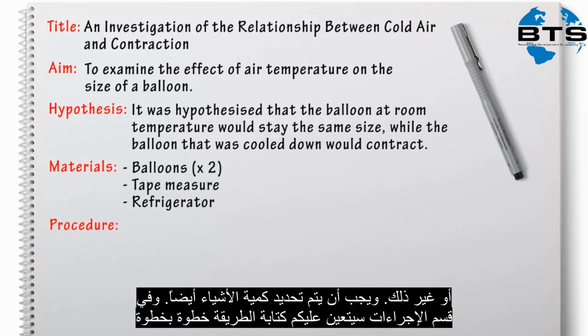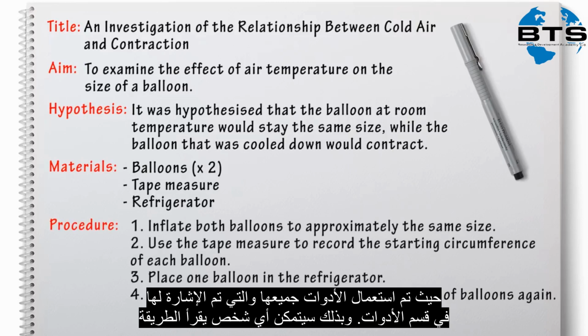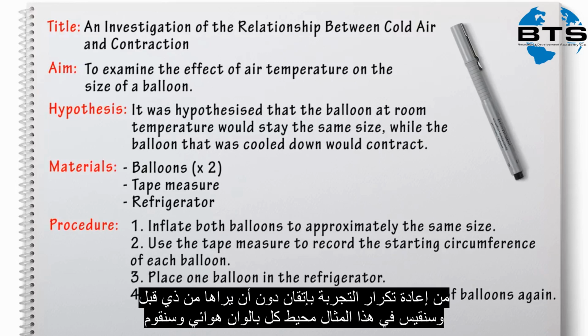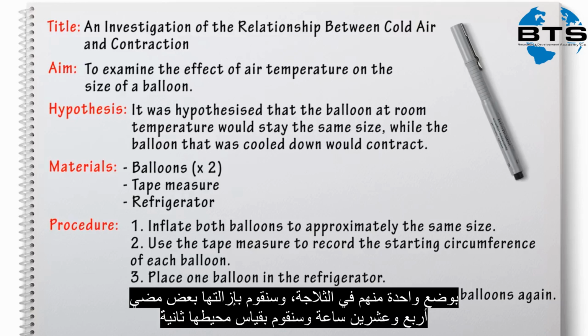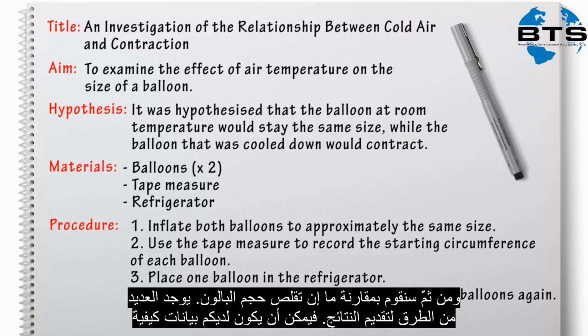In your procedure section, you basically write a step-by-step recipe that uses all of the materials that you've mentioned in the materials section so that anyone can pick up your report and replicate your experiment perfectly without having seen it before. In this example, we'll measure the circumferences of each of the balloons and we'll put one of them in the fridge. And after 24 hours, we'll take it out of the fridge, we'll measure the circumferences again, and we can compare whether the one that was in the fridge has shrunk in size any more than what it would normally shrink anyway.